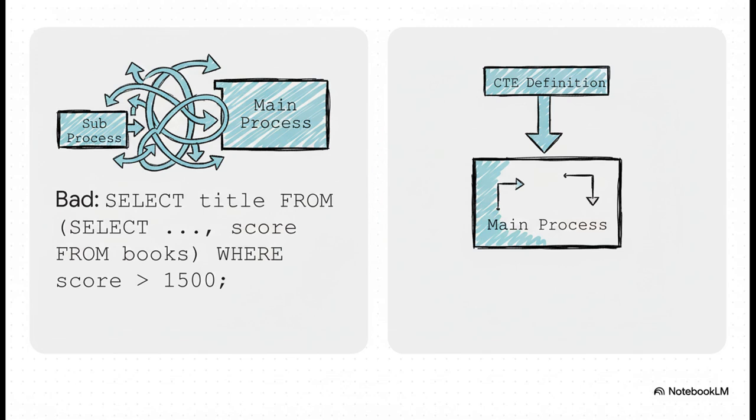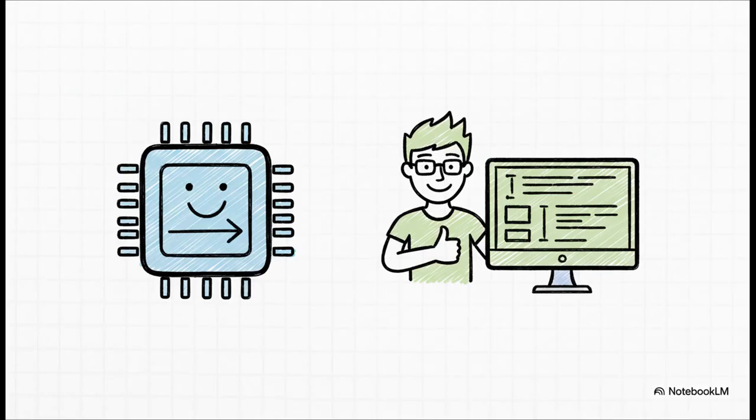I mean, it works, but it can be kind of clunky and hard to read. And if you use that calculation multiple times, the database might recompute it every single time. But on the right, the CTE defines our scored result set just once, right at the top. It's clean, it's readable, and it's efficient. And that's the real power of CTEs.